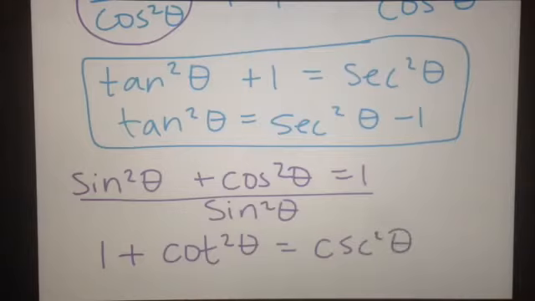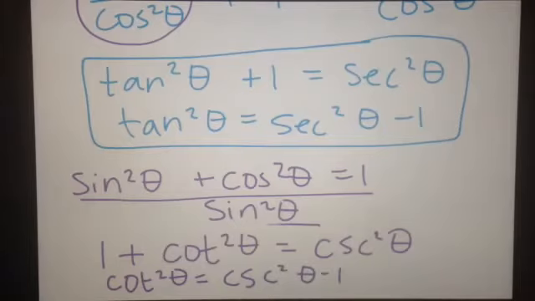So that's another Pythagorean identity. So you could see it written as that. You might also see cotangent squared theta is the same as cosecant squared theta minus 1. So here's our other Pythagorean identity.